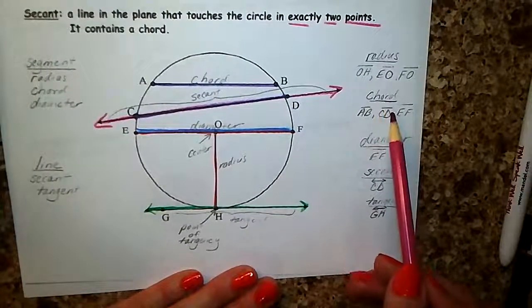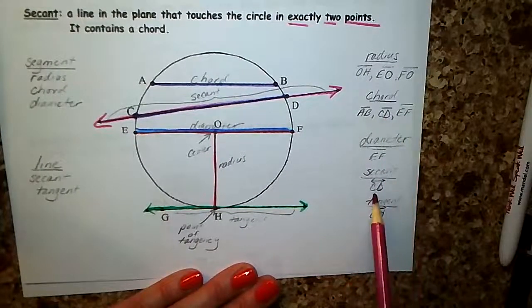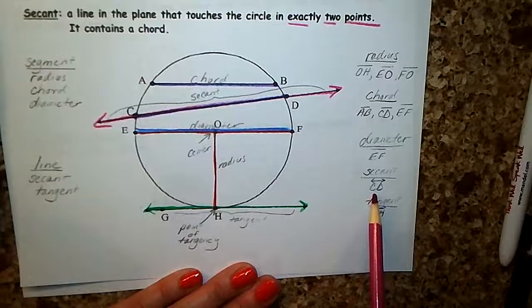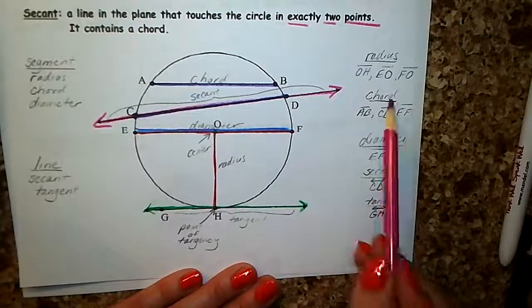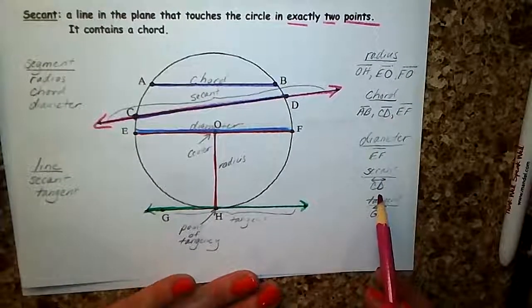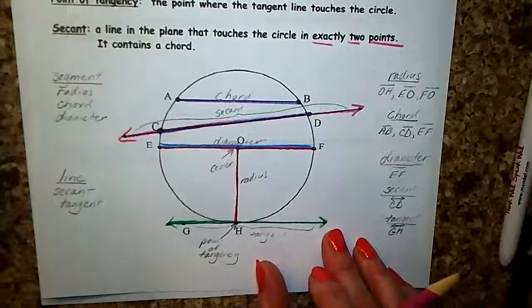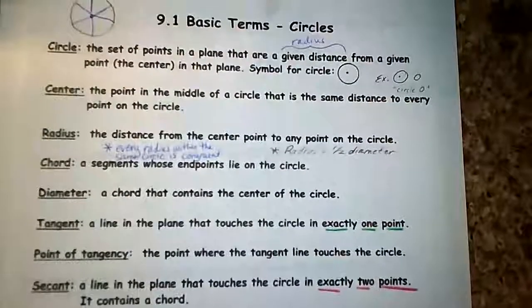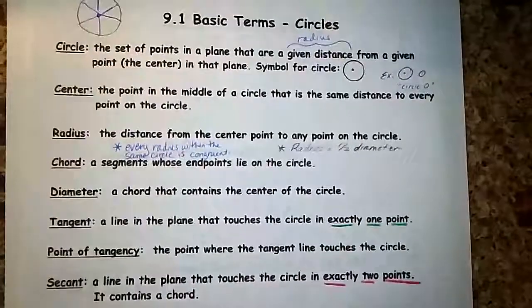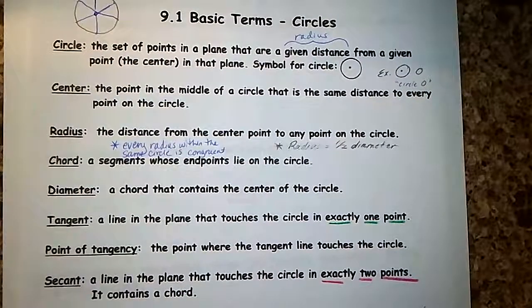Look at this. On our chord list, we had segment CD was a chord, but line CD is the secant. Okay? And the biggest difference between the chord and the secant is that the secant is a line and the chord is just a segment. So be careful with that concept. Okay? So go back and make sure you have all these definitions. Pause the video if you need to copy any of those definitions down.